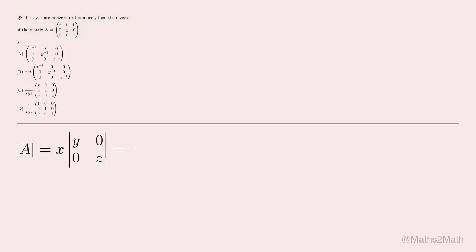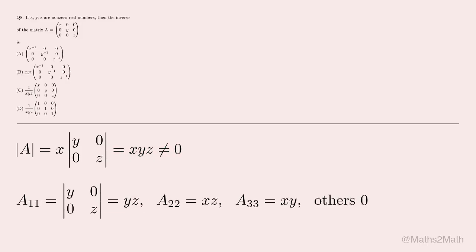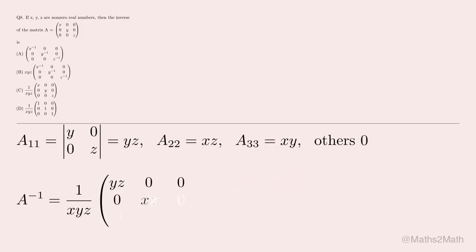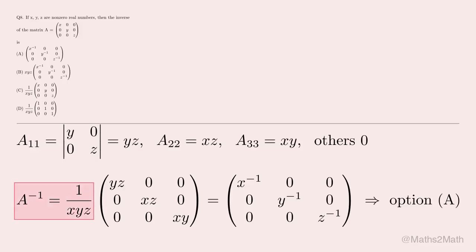The determinant of a diagonal matrix is the product of the diagonal, xyz, non-zero by assumption. The diagonal cofactors are the complementary products, and every off-diagonal cofactor contains a zero row, so it vanishes. Divide the diagonal adjoint by xyz. Each entry reduces to a plain reciprocal. That is option A.